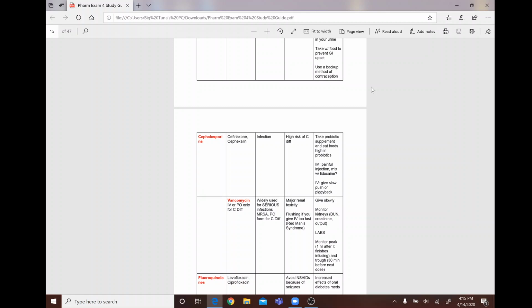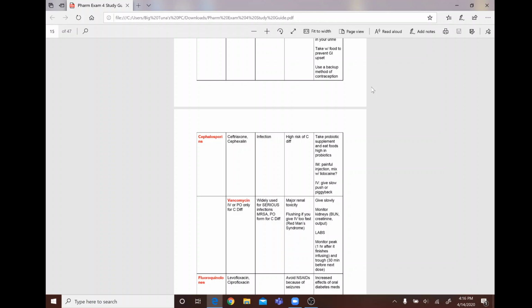Alright, cephalosporins. Give me some examples of cephalosporins. Ceftriaxone and cephalexin. What are cephalosporins used for? Infections. What are the major side and adverse effects of cephalosporins? High risk of C. diff. What are you going to take with cephalosporins? Foods high in probiotics or probiotic supplements.